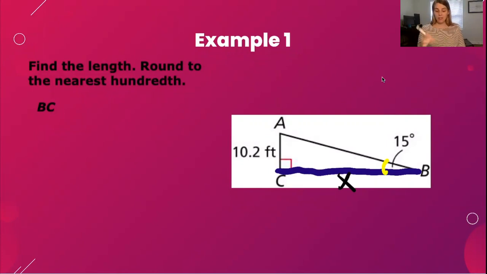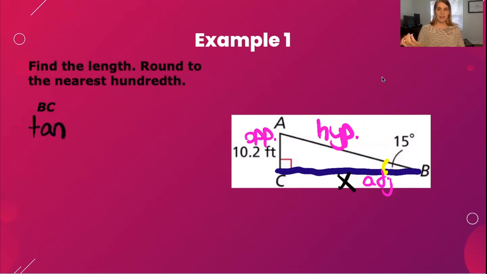I'm going to start by labeling my triangle based on this angle. So the adjacent, the hypotenuse, and the opposite side. The hypotenuse is what I label first because it's across from the right angle. Then I'm going to label the opposite side. That's the one across from the angle that I'm using. Finally, I'm going to label the adjacent side. So what I can see is that the sides that I have are the opposite and the adjacent. The value that uses opposite and adjacent is tan.